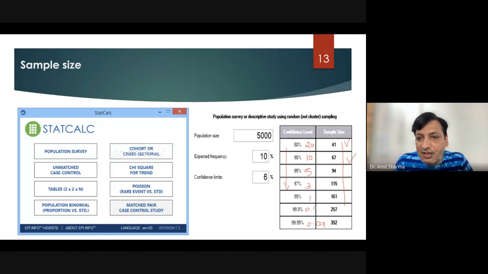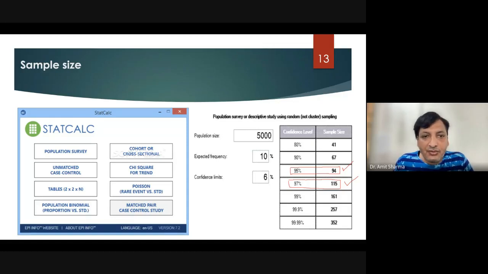For example, for my PhD, I have taken a confidence interval of 97%. So for 5,000 students, if you're working at this level, then your sample size is 115. And if you're working at 95, where most of the academic research is held, then the sample size was found to be 94. So in this software, which formula is working behind, we are going to see today.